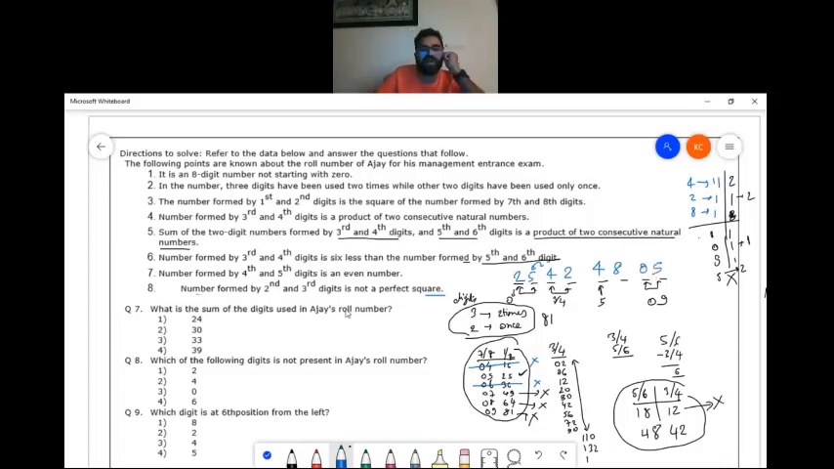What is the sum of the digits used by Ajay's roll number? 7 and 6 is 13. 13 plus 12 is 25, plus 5 is 30. So 30 is the answer. Which of the following is not present in the roll number? 2 is there, 4 is there, 0 is there, 6 is not there. Which digit has 6th position? 6th position is 8. That's it, everyone.